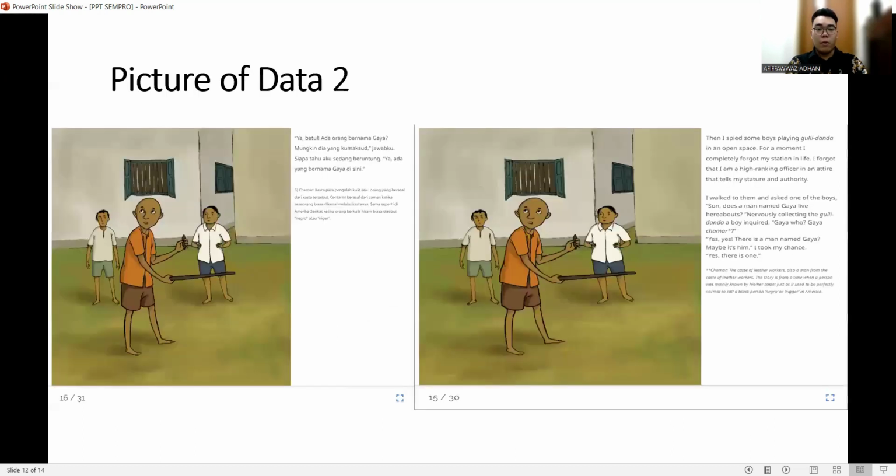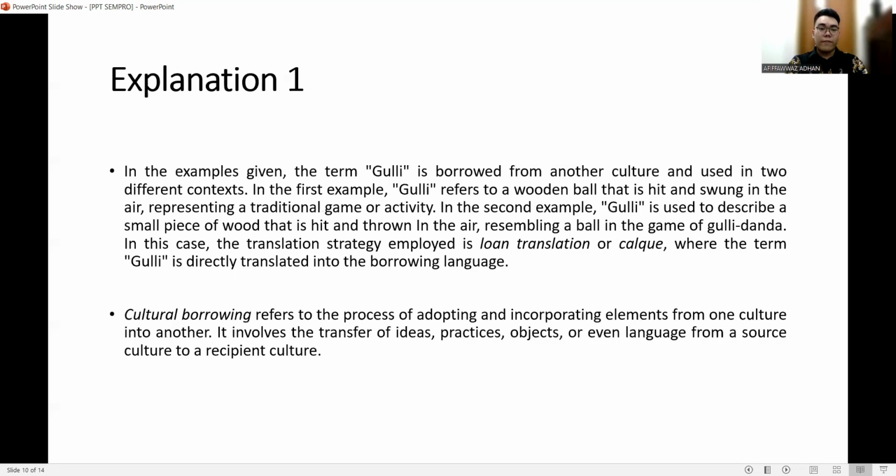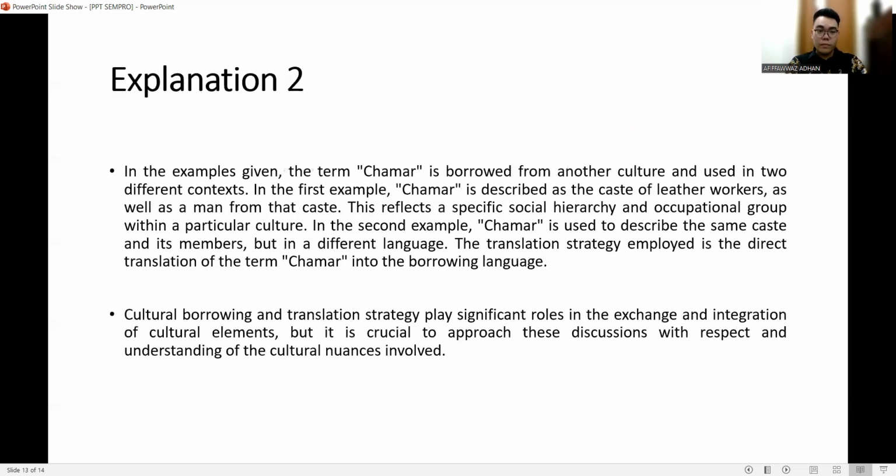As I stated before, cultural borrowing refers to the process of adapting and incorporating elements from one culture into another. It can involve the transfer of ideas, practices, objects, or even language from a source culture to a recipient culture. Cultural borrowing and translation strategy play very significant roles in the exchange and integration of cultural elements. But it's crucial to approach this discussion with respect and understanding of the cultural nuances involved.